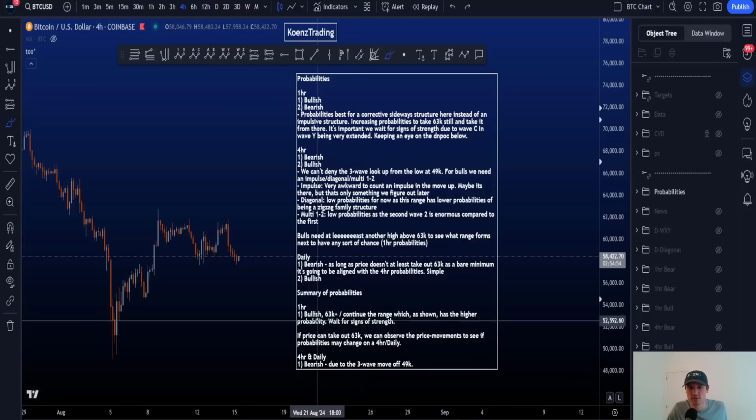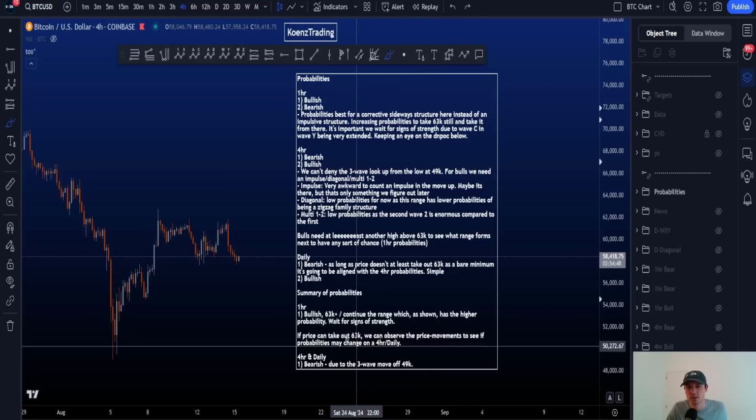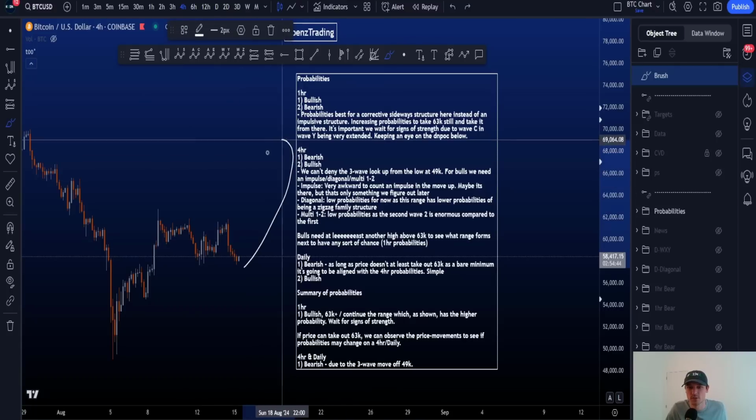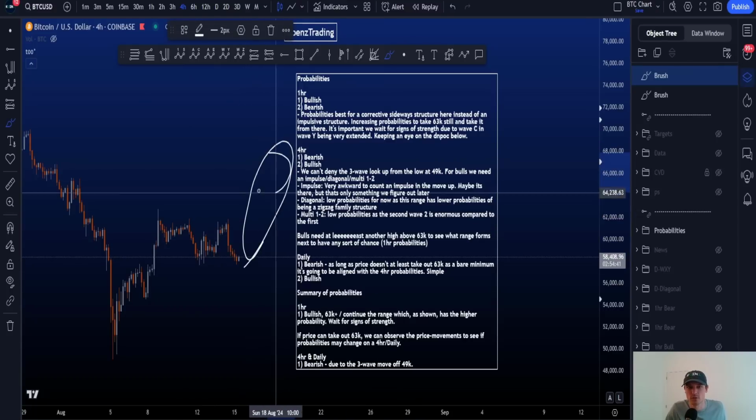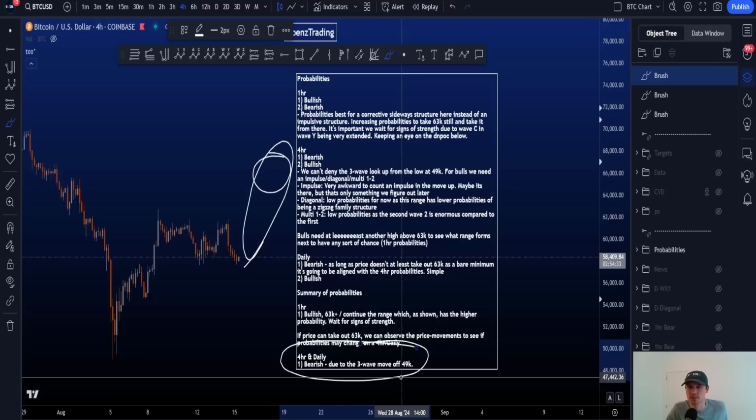Summary of the probabilities to make it a bit more simple. 1-hour bullish is 63k / continuation of the range, which as shown has the higher probability. Wait for signs of strength. If price can take out 63k, we can observe the price movement towards the upside and also the future range. And this may change the probabilities on a 4-hour and a daily time frame, because at the moment, as it stands, these probabilities would be higher for the bears compared to the bulls.